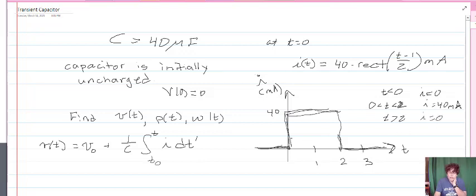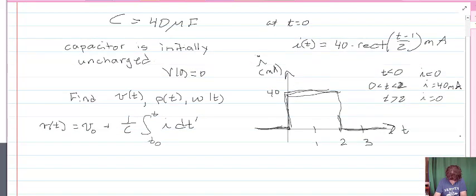Now, notice that our capacitor is changing current instantaneously. That's okay for a capacitor. It can change current instantaneously. It can't change voltage instantaneously. So when we end up with our expression for voltage, we want to check and make sure that the voltage is not changing instantaneously, because if it is, something is wrong.